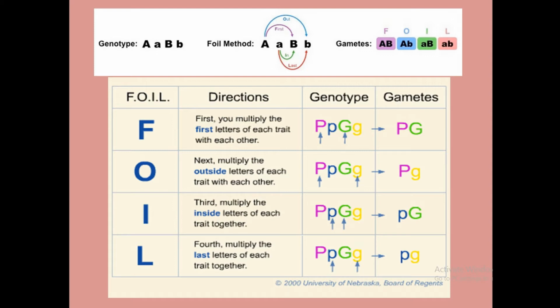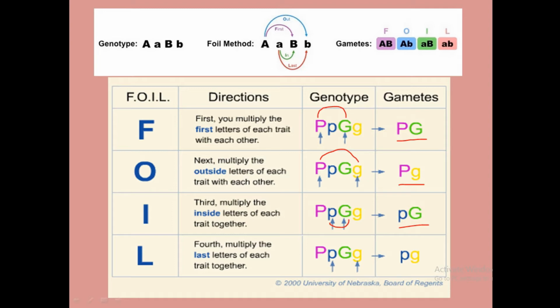So let's see what the F means. First, you multiply the first letter of each trait with each other. So first letter of each trait, capital P and capital G. So we got the gamete capital P, capital G. Now outside. So multiply the outsides, capital P, small g. So we get the gamete capital P, small g. Now inside one. So small p and capital G. We got the gamete small p and capital G.